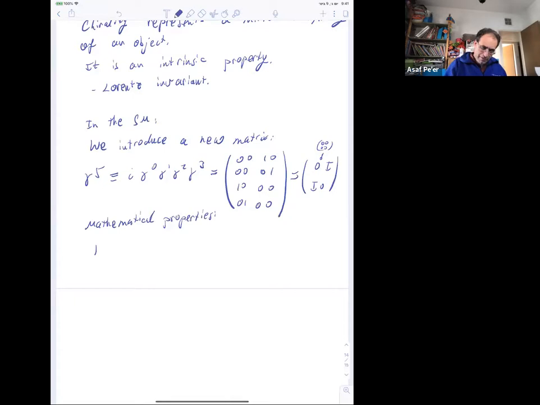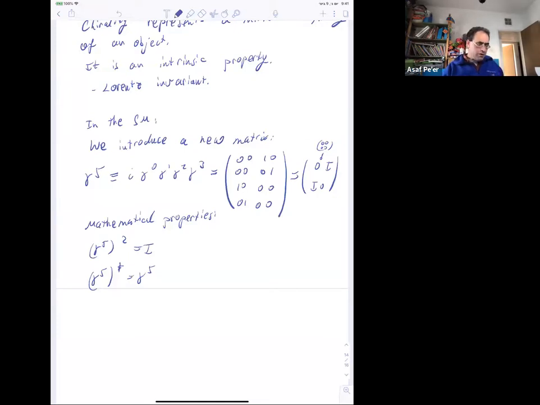Right, so we have gamma 5 squared is I, kind of automatic. Gamma 5 dagger is Hermitian, of course it's gamma 5, it's all real numbers in this representation. If you have another representation like the Weyl or Majorana, it will be different. But still, the mathematical property of gamma 5 being Hermitian is going to stay.